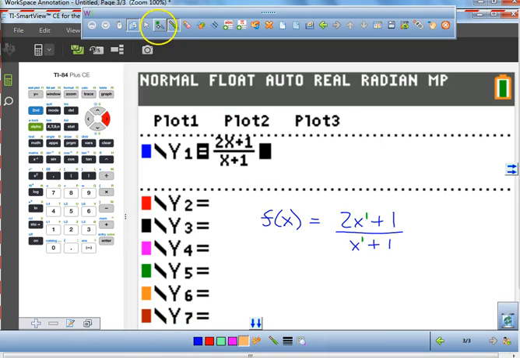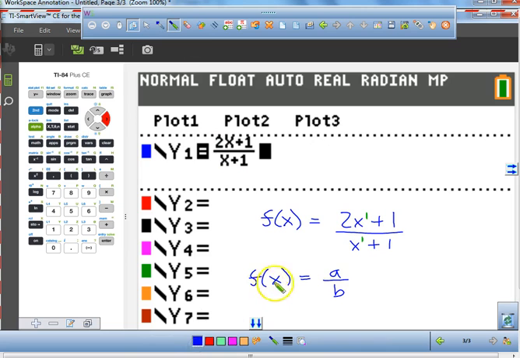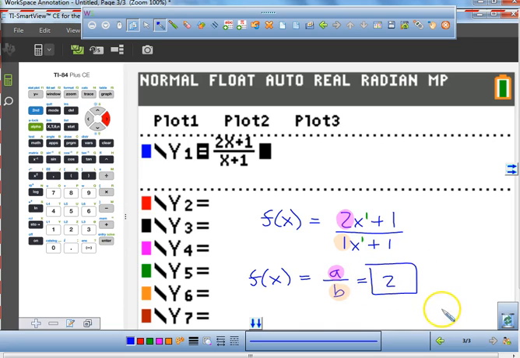So this follows the second rule. And the second rule is this. It's just going to be the A value over the B value for a horizontal asymptote. So our A value is 2. Our B value, you can't see it, is 1x there. So our horizontal asymptote will be 2 over 1, or just a 2.